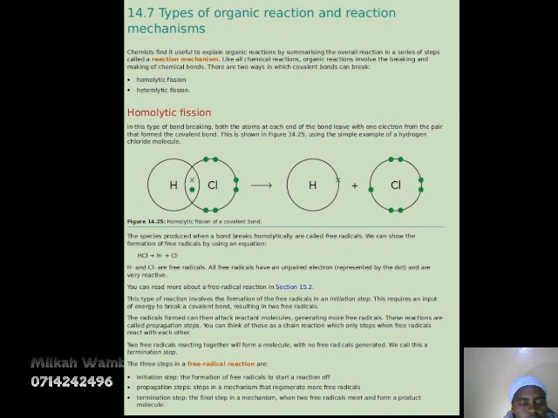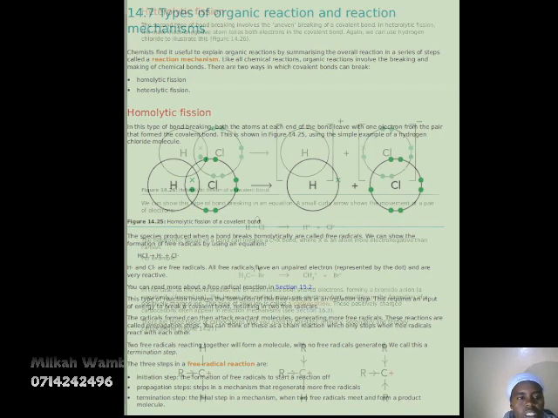Later on we are going to discuss how such a reaction takes place through the formation of radicals, through the initiation steps, whereby the reactants initiate the reaction, and then the propagation or chain propagation steps, and lastly the termination steps. We are going to discuss that in later videos.